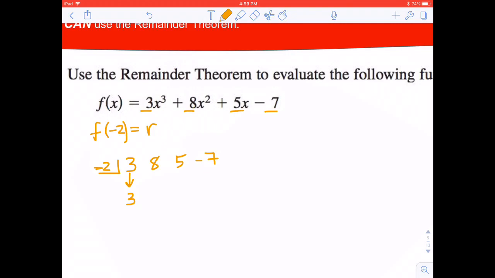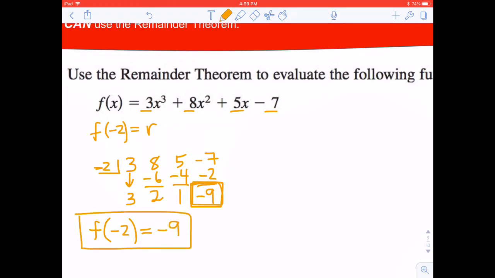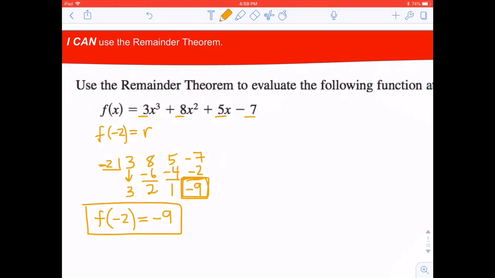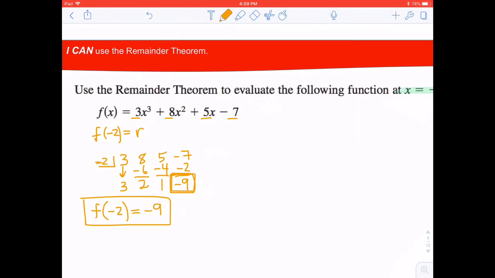3 times negative 2 is negative 6. 8 minus 6 is 2. 2 times negative 2 is negative 4. 5 minus 4 is 1. 1 times negative 2 is negative 2. And negative 7 minus 2 is negative 9. And that is our remainder. So one can assume, because of the remainder theorem, f of negative 2 is equal to negative 9. Now you can go ahead and type that into your calculators and see if that's true, but you'll find out that that is correct.